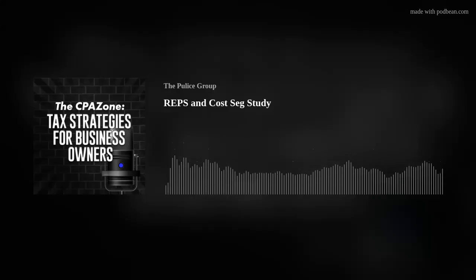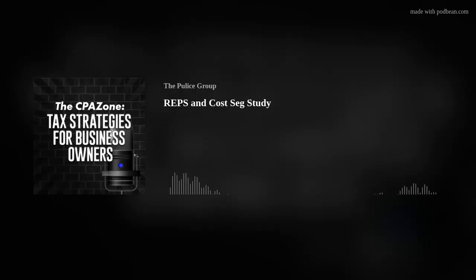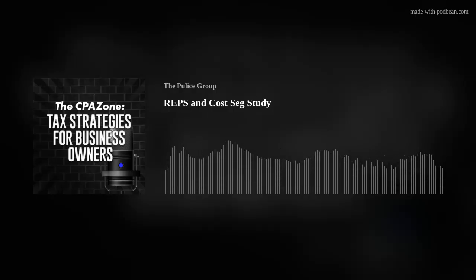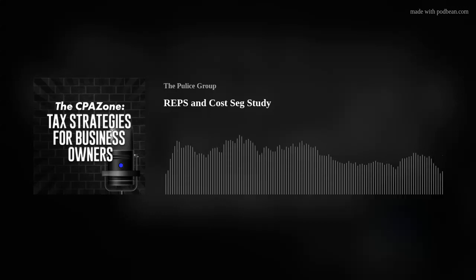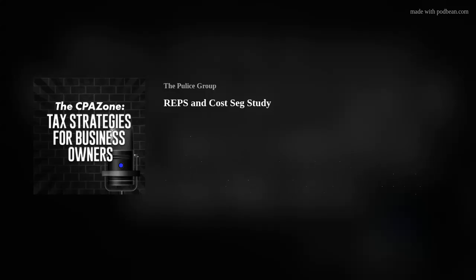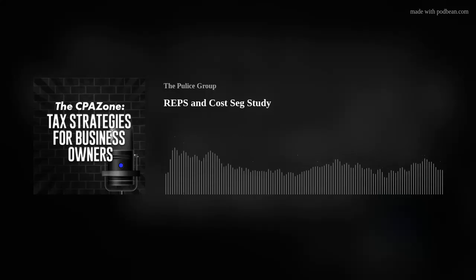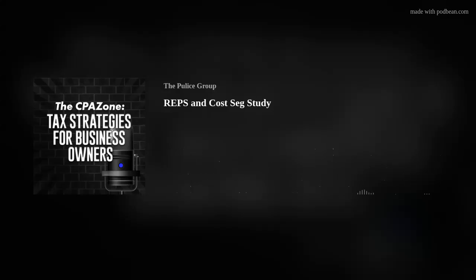So if it was placed in service in 2023, then your bonus depreciation that would be allowed is 80%. If you had a property placed in service in 2022, the last year we had 100% bonus prior to this year, 2025, then you're able to use 100% bonus depreciation. So it really allows you to just take significant deductions in year one using bonus depreciation, cost seg study, with the real estate professional status.